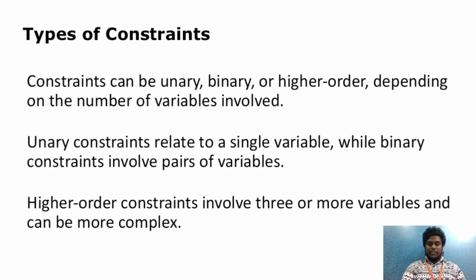Types of constraints. Constraints can be unary, binary, or higher order depending on the number of variables involved. Unary constraints relate to a single variable, while binary constraints involve pairs of variables. Higher order constraints involve three or more variables and can be more complex.